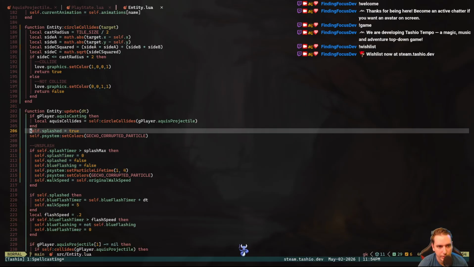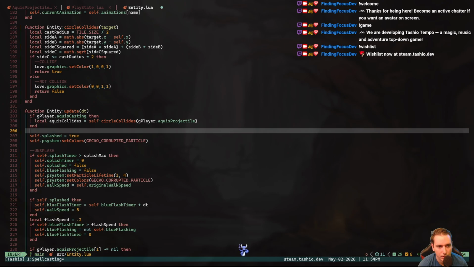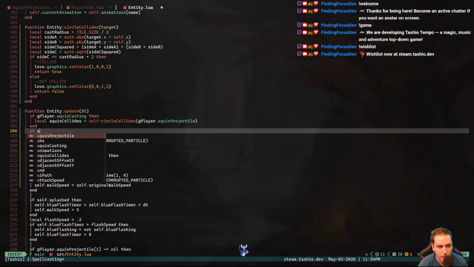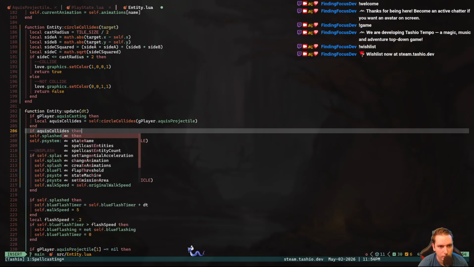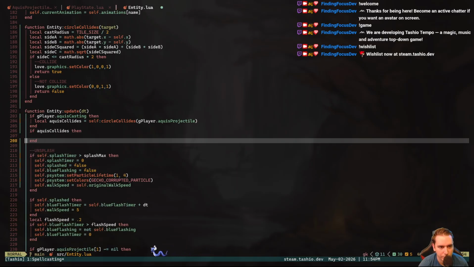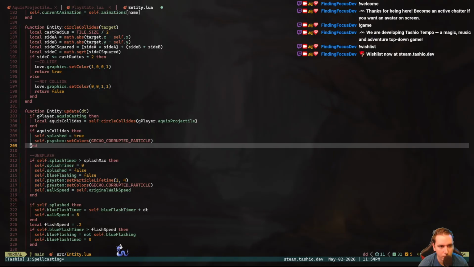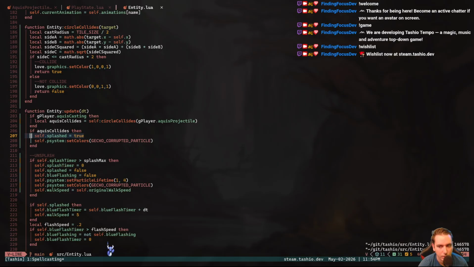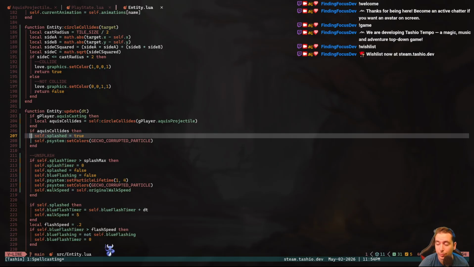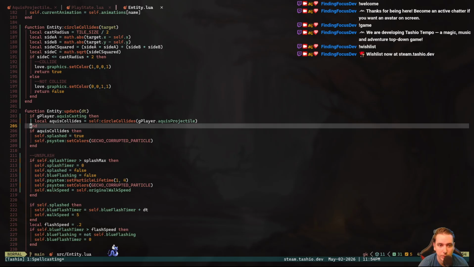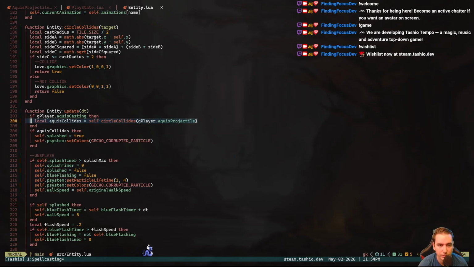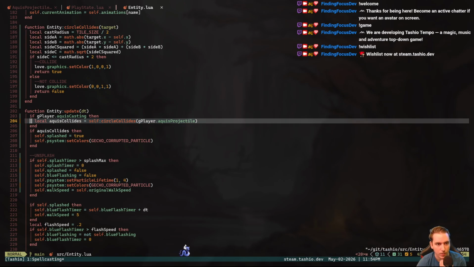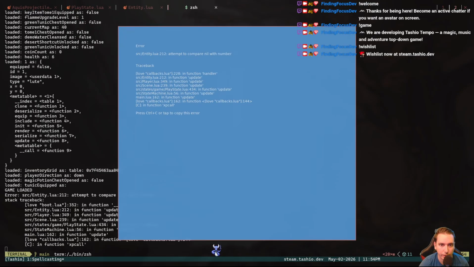Let's just try this where we can say if aqueous collides, then we want to become splashed. So we're no longer doing the splash timer assignment. So if we become splashed, it should be because of this aqueous collides, which is from this method circle collides that we just wrote. So let's see, we shouldn't see any geckos.